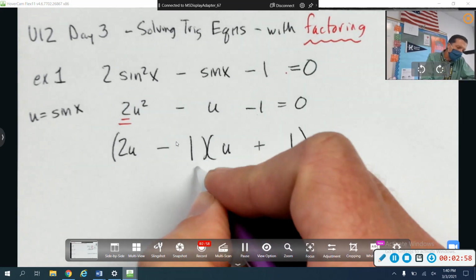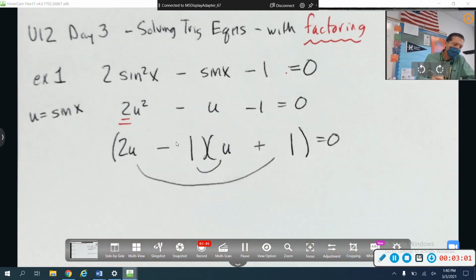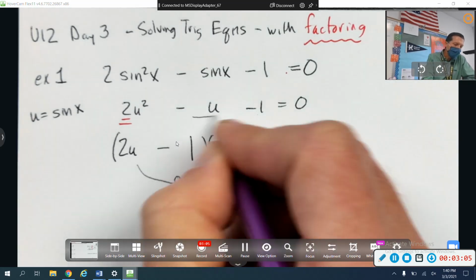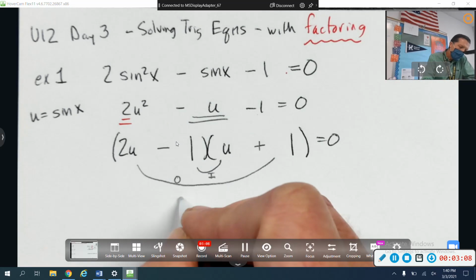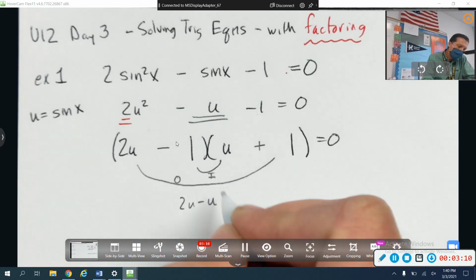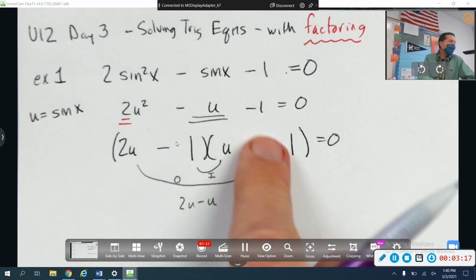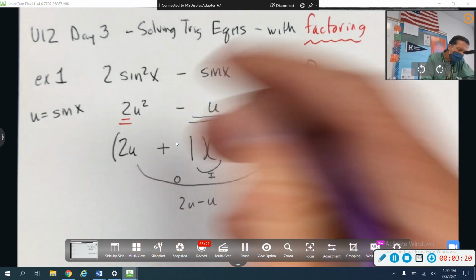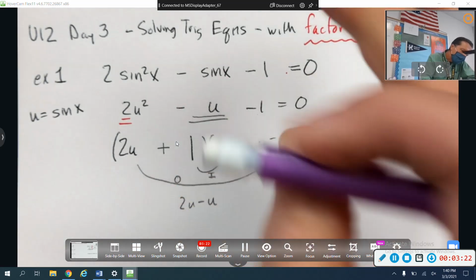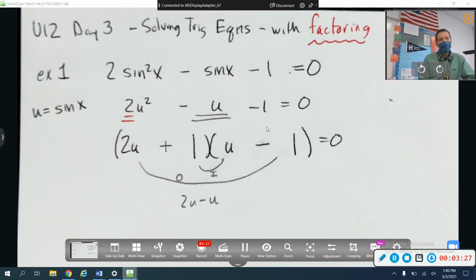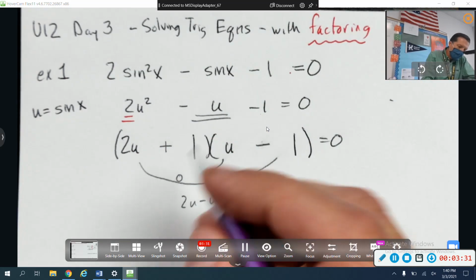Remember, some people call it the double smiley face. Officially, you're checking the outside and inside of FOIL to see if you get the middle term. So that's 2u minus u. Well, I did not get the middle term. My sign is backwards. I got a positive u and I'm supposed to get a negative u. That's an easy fix when that happens. You just switch the signs. So you know how to factor. A lot of thinking, a little bit of guess and check, and then you figure out what things are going on here.